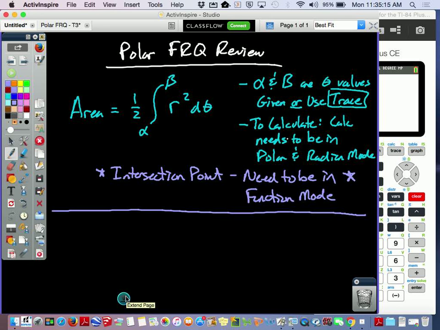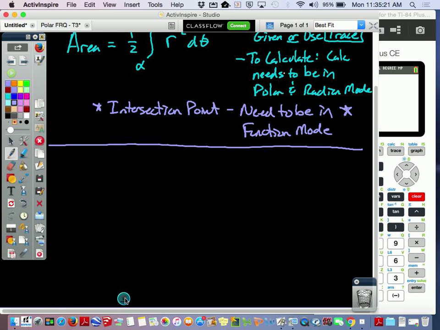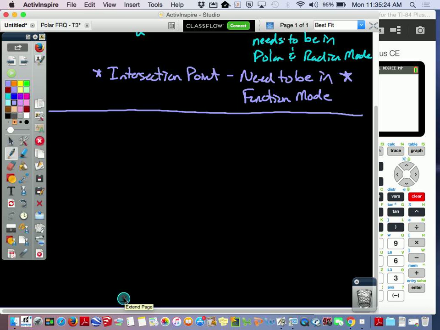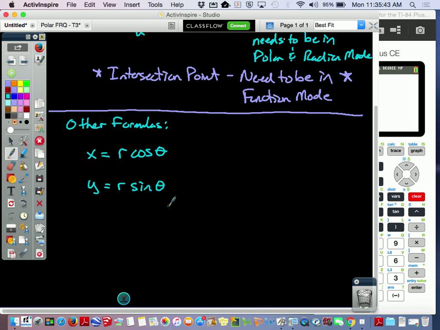And there'll be some good examples of that as we move through the 3 FRQs here. Other equations that you want to make sure you have down are the equations for x and y. So we'll say other formulas. You want to have x equals and y equals. X is equal to r cosine of theta. Y is equal to r sine of theta. Anytime you get asked a question about x and y, these formulas are necessary. And what you do is you just plug in your r polar curve given to you.